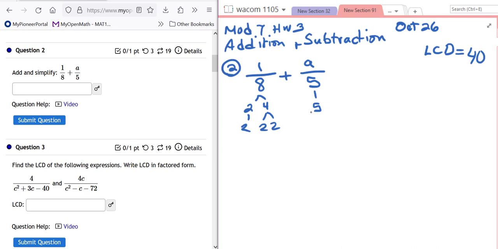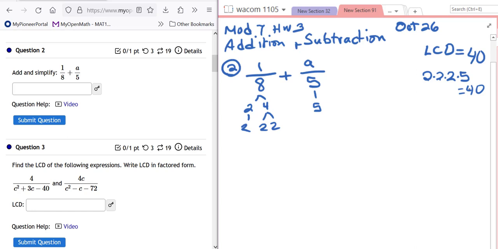So we need 2's, and 2's in one fraction occurs 3 times. And we're going to need a 5, and in one fraction it occurs 1 time. And when you multiply that, you get the 40.